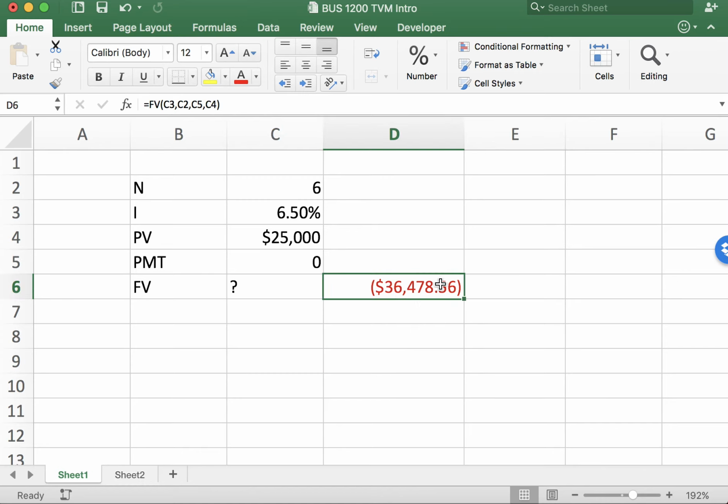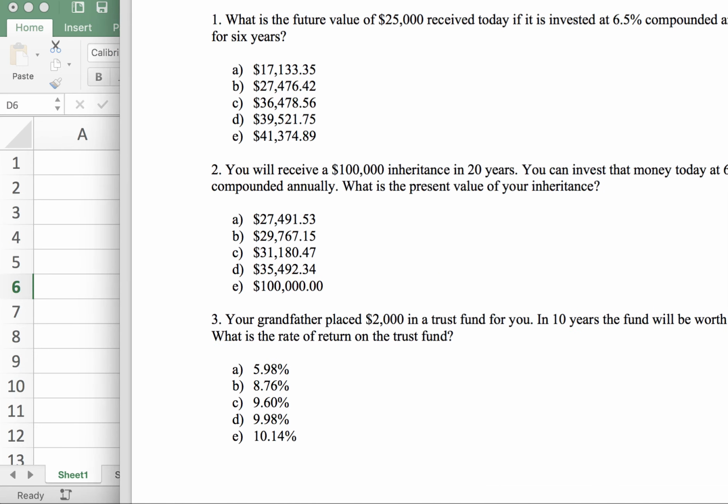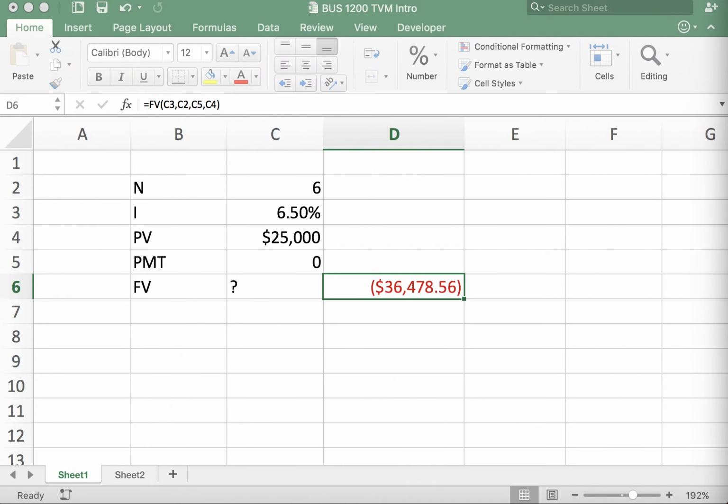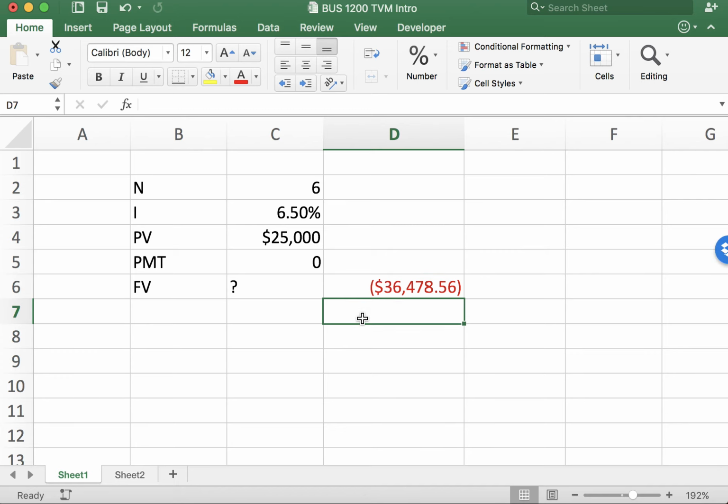Okay, so now we have an answer. How does that do with our problem? Let's see here. Answer C is 36,478.56. So we have that answer on our quiz here, and so we're good with that. We think that's probably the right answer. The input looks right, so we're all good with that.